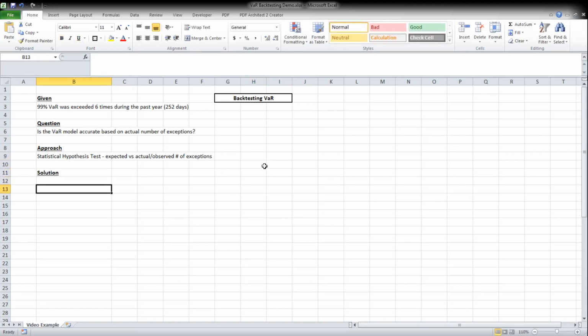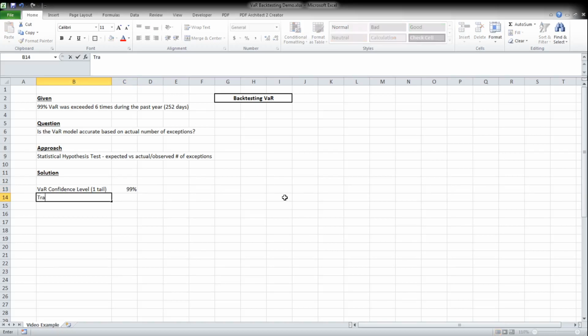So for our solution, let's inventory everything that's given and everything we will need for our calculation. Our confidence level for the VaR model itself is 99%. This is the confidence level that was given by the model. The VaR confidence level is a one-tailed confidence level because in value at risk, we're only concerned with the losses in the left tail of the distribution, and that's given as 99%.